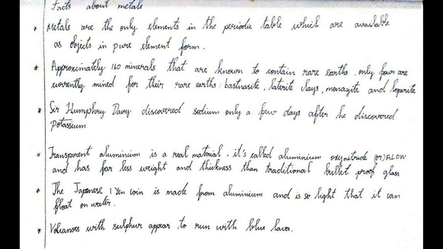Sir Humphry Davy discovered sodium only a few days after he discovered potassium. Transparent aluminium is a real material. It is called aluminium oxynitride. It has far less weight and thickness than traditional bulletproof glass. The Japanese 1 yen coin is made from aluminium and is so light that it can float on water. Volcanoes with sulfur appear to run with blue lava.